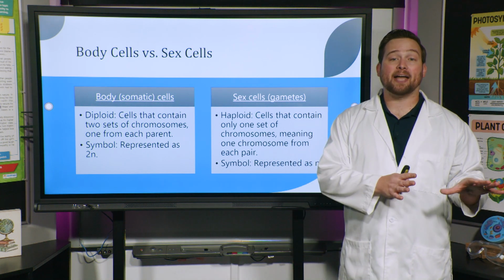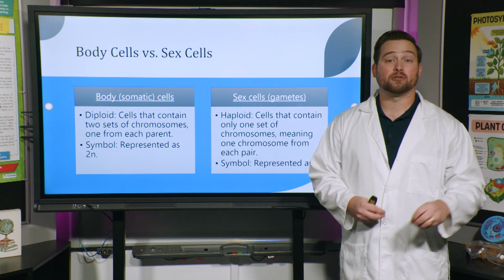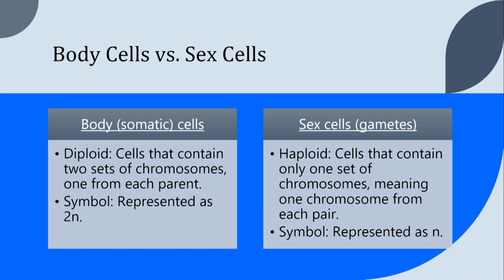Let's compare that to sex cells. Another word for sex cells is gametes. Again, sex cells in men are sperm, and in women, they're egg cells. Gametes, or sex cells, are said to be haploid, which means they only contain 1 set of each chromosome, meaning 1 chromosome from each pair. We're going to represent this as just a regular n.